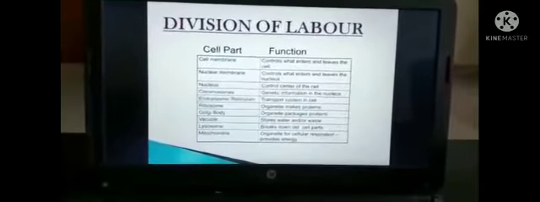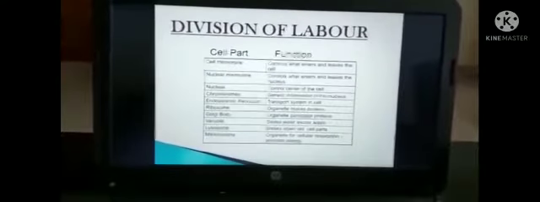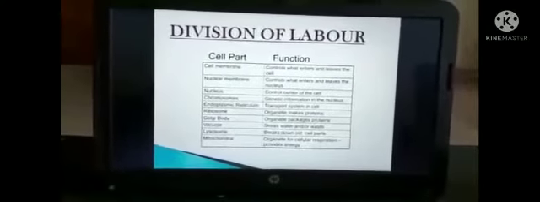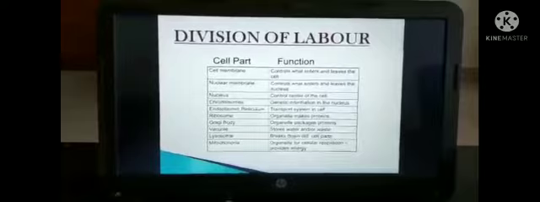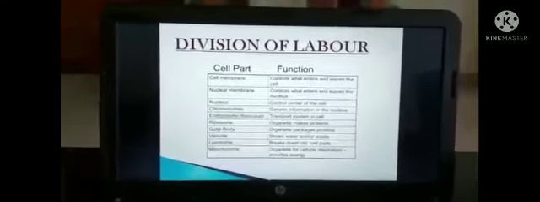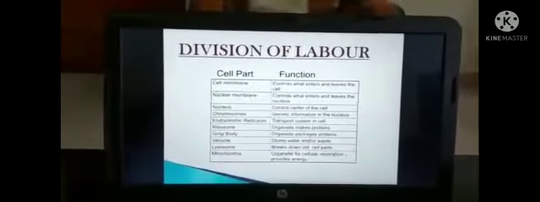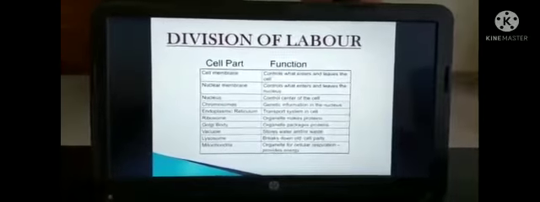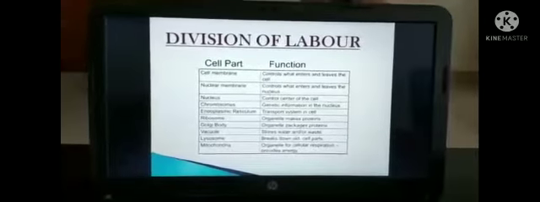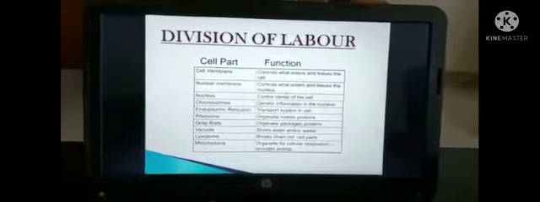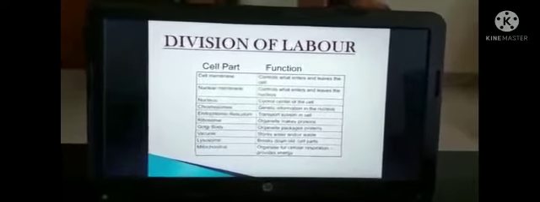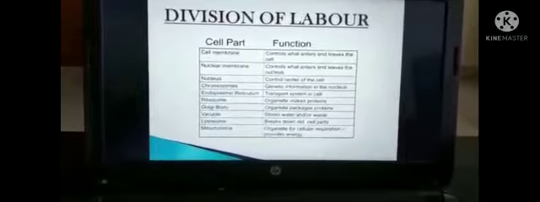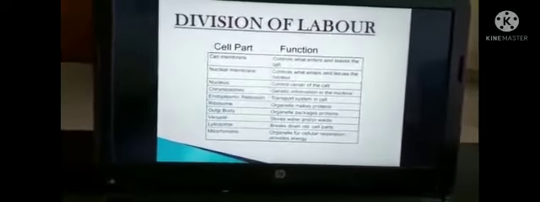Now this is the division of labor. So there are a number of organelles present inside the cell, so the work is also divided among the different cell organelles. Like suppose the cell membrane, its function is it controls what enters and leaves the cell. Nuclear membrane, it controls what enters and leaves the nucleus. Nucleus, it is called the control house of the cell, and it is located in the center of the cell.